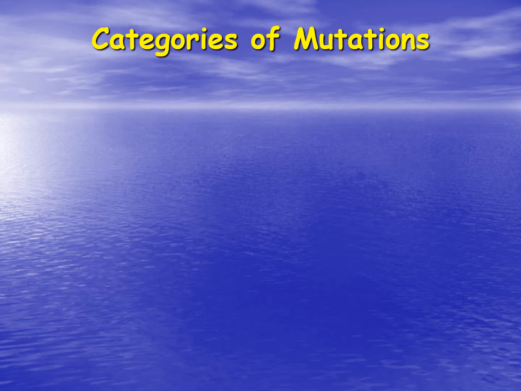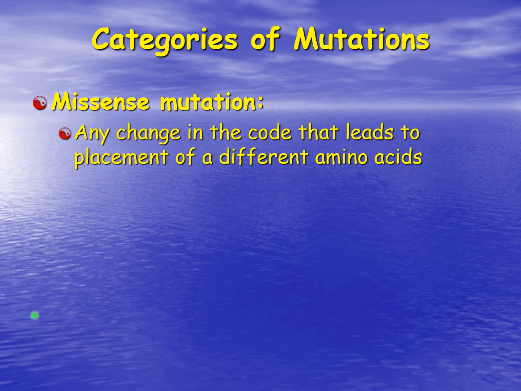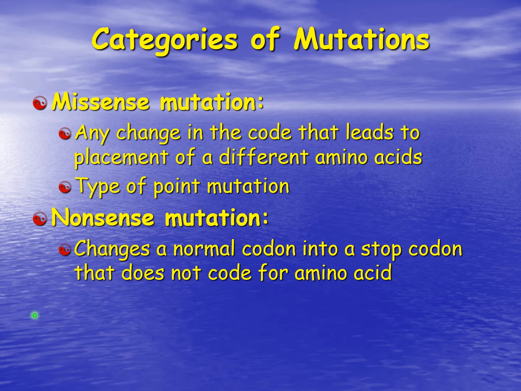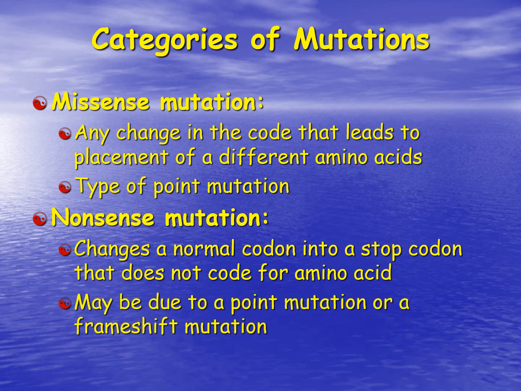So let's take a look at a missense mutation. It is going to be anything that causes another amino acid to be put in an area where something else was supposed to be. So we actually wind up with a change in the amino acid sequence. This is a type of point mutation. A nonsense mutation is where this changes a normal codon into a stop codon, thereby prematurely stopping protein synthesis. This can be due to either a point mutation or, more oftentimes, it's due to a frame shift mutation.